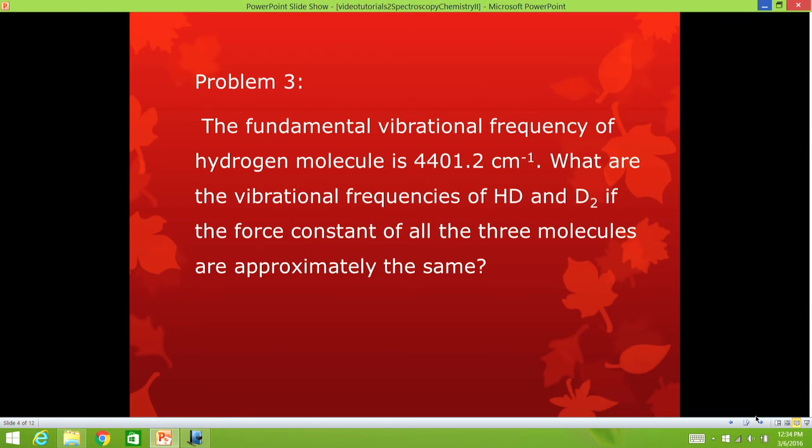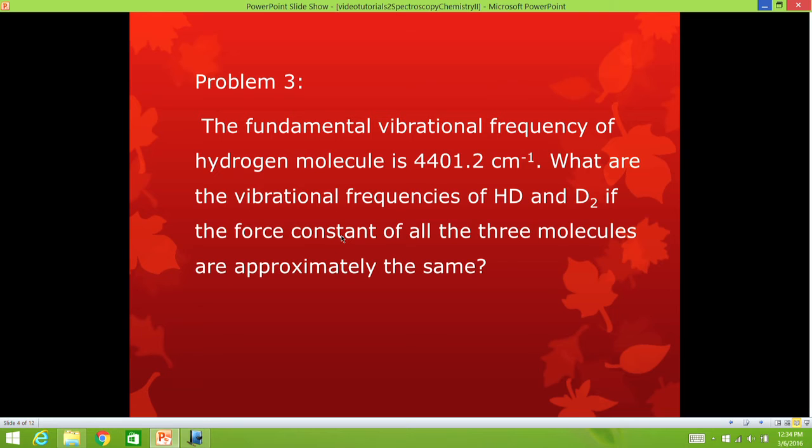The next problem is about the fundamental vibrational frequency of the hydrogen molecule and how it is related to the vibrational frequency of its isotopic substituents, HD, in which one hydrogen atom is substituted by deuterium, and D2 in which both the atoms are replaced by deuterium. And one assumes that in these 3 species the chemical nature, namely the force constant which contributes to the bond strength of these 3 molecules, does not change by much. It is in that limit that we ask how these vibrational frequencies are related to each other.